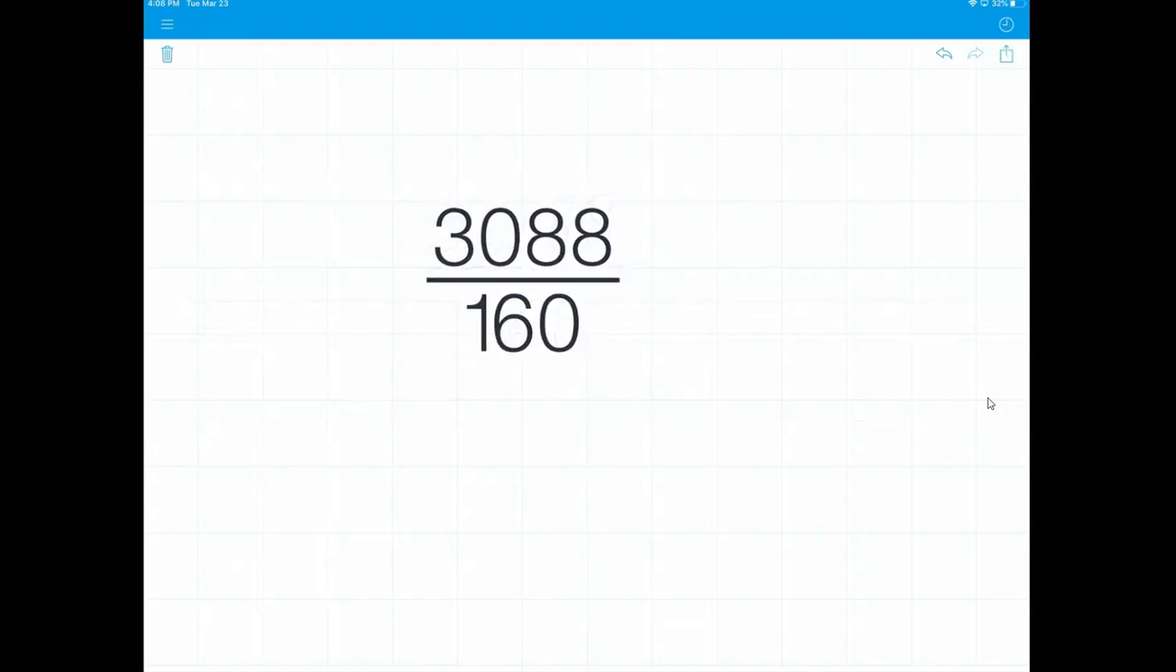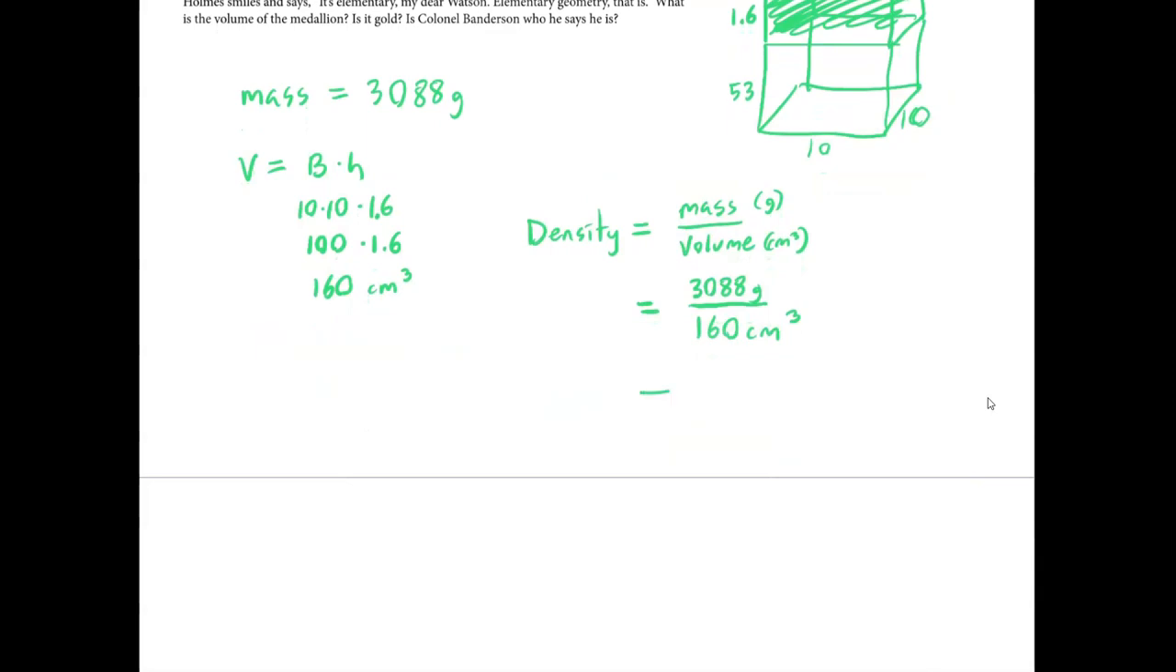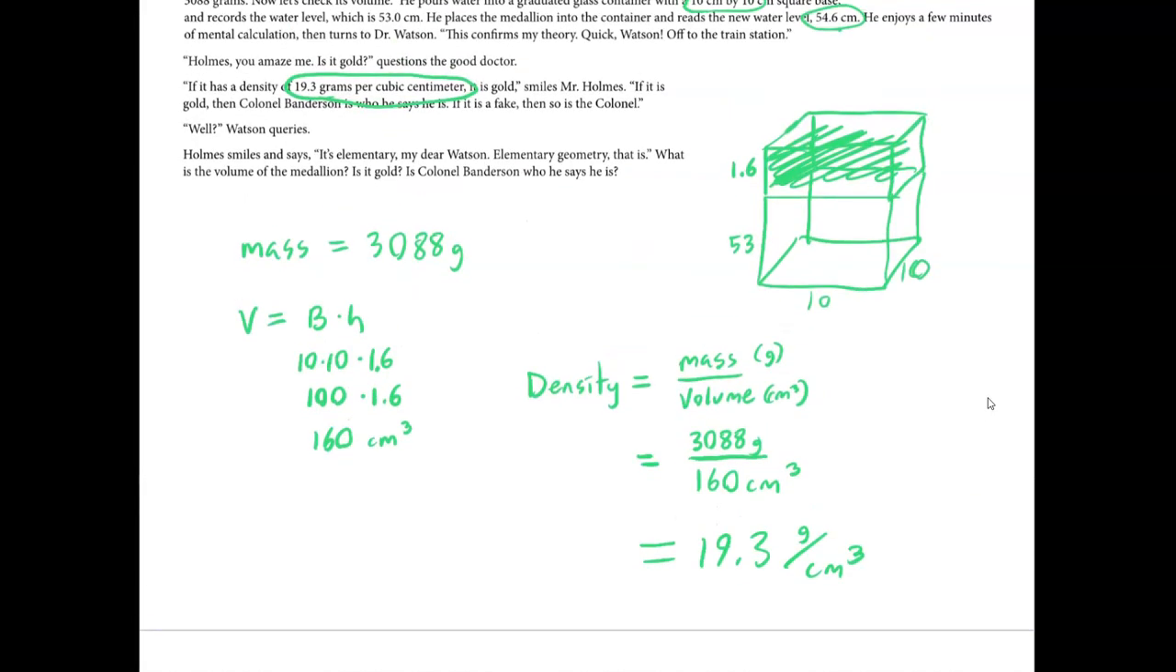Dun, dun, dun. 19.3. So, crash and reopen. Get down here. So that is equal to 19.3 grams per cubic centimeter. And sure enough, is it gold? Yes. And here it says, "It's elementary, my dear Watson."